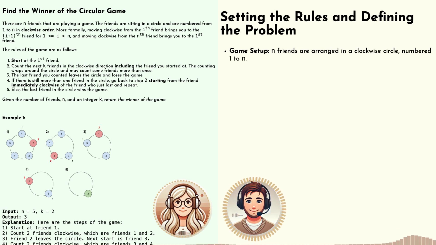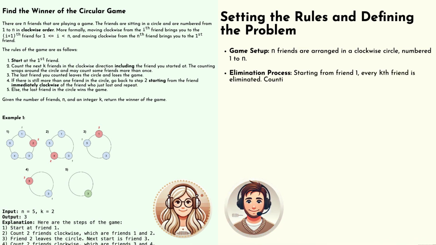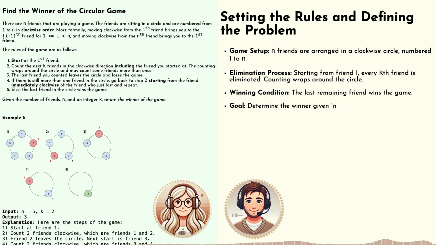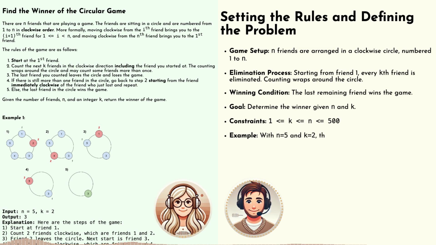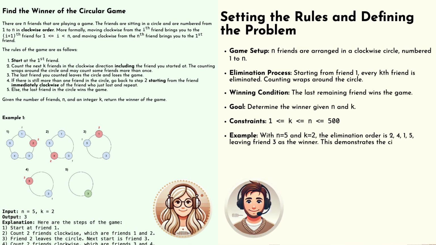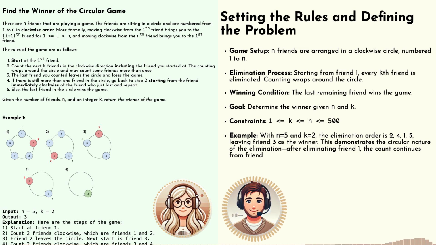So let's break down the rules a little bit further. We've got N friends in the circle numbered from 1 to N. We start counting at friend number 1 and move clockwise, eliminating every kth friend. But here's the catch: the counting wraps around the circle. It's like playing a never-ending game of tag where you skip over people until you land on the one who's it. Exactly. And after each elimination, we continue the count from the person immediately next to the one who was just eliminated. So it keeps going and going until only one person is left.